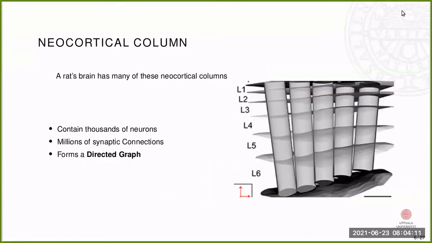Because we were looking at a rat, we also want to make a note that the rat has many of these neocortical columns as well, and each neocortical column contains thousands of neurons, which are connected through synapses, synaptic connections. And the combination of these neurons and synapses forms a directed graph, which we can analyze with vertices and directed edges.